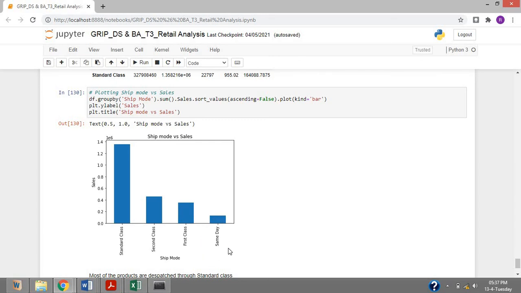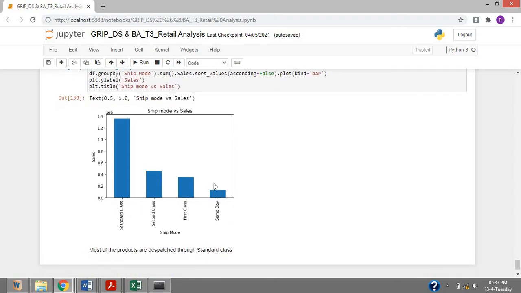Same day delivery, as we all know, incurs high cost, and so this is the least preferred shipping mode, or the products being shipped through this mode are fewer compared to the standard class.